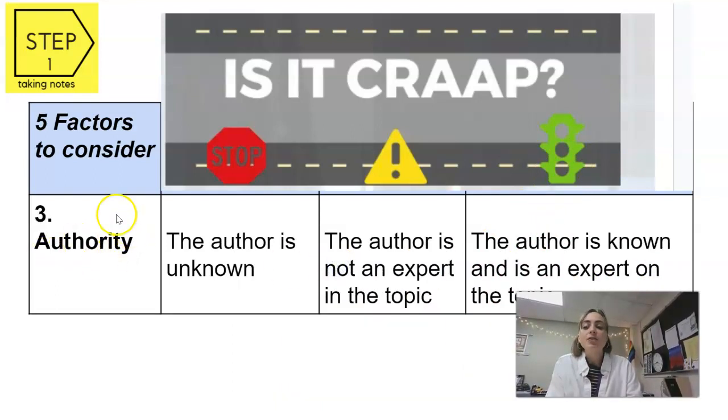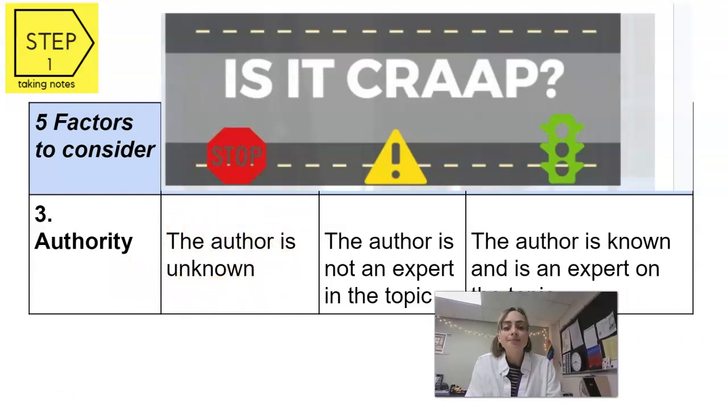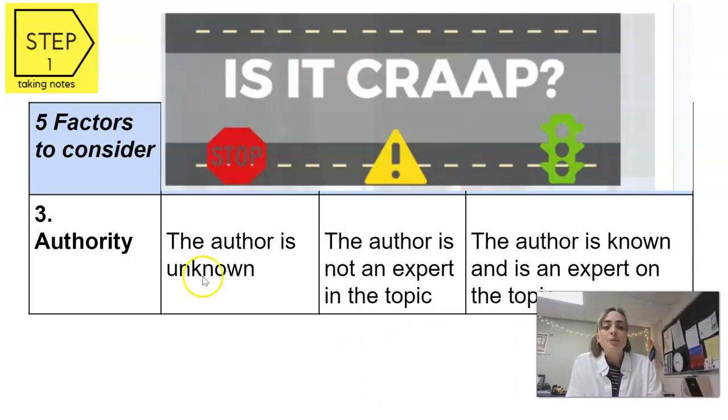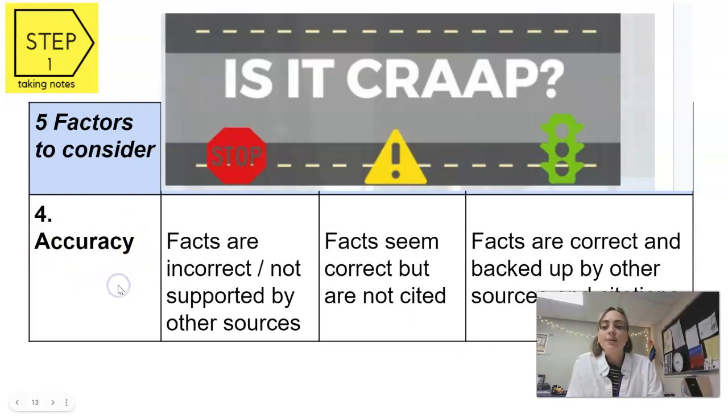The first A stands for authority. This is where you're looking at the author. Who wrote this article? If there's no author listed, that is a red flag. We want to find an author who is an expert in the topic. So that might take you actually looking up the author and seeing, what are their credentials? Have they written other things on this topic? Are they well educated on this topic? So you need to look at who wrote the article.